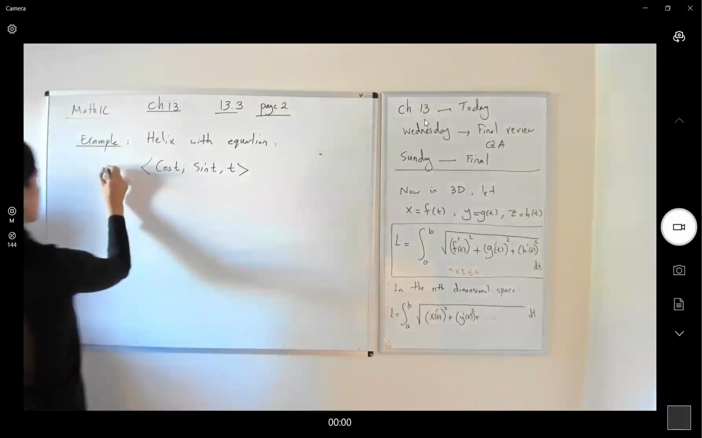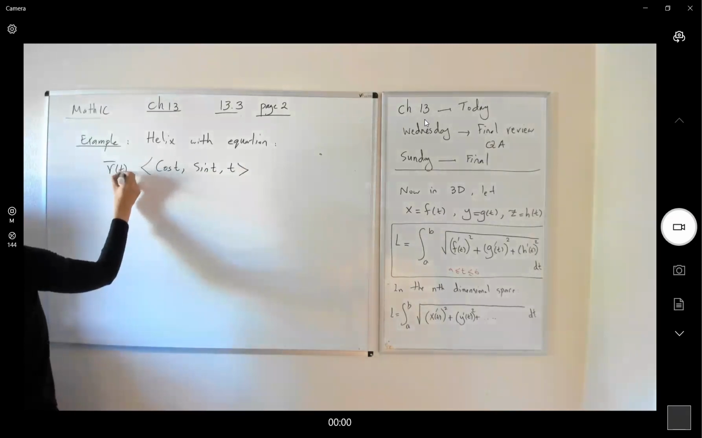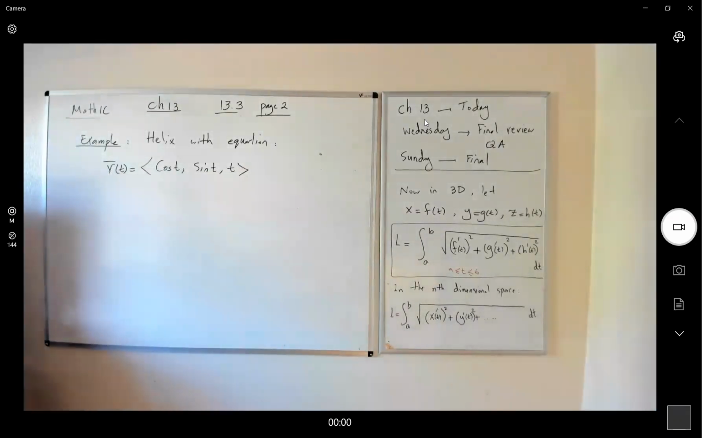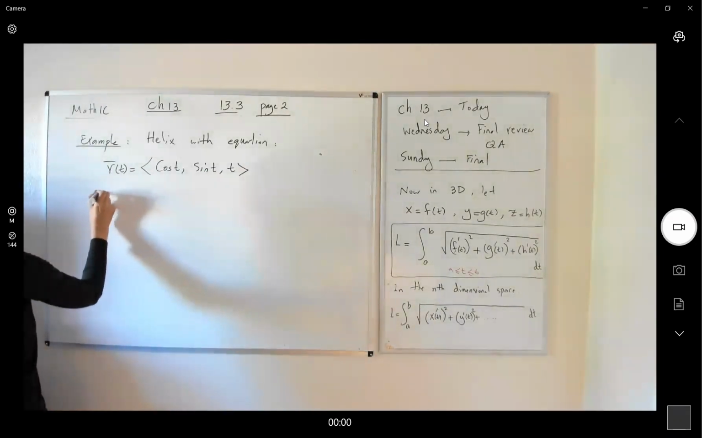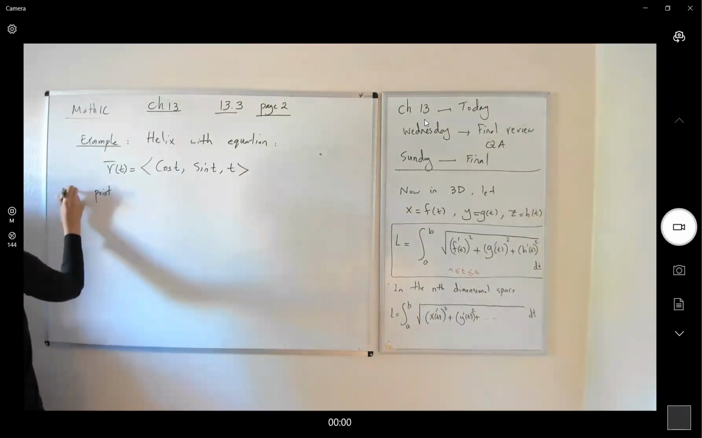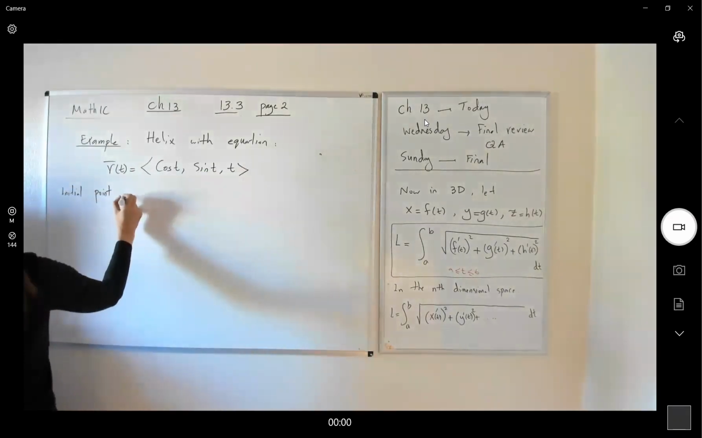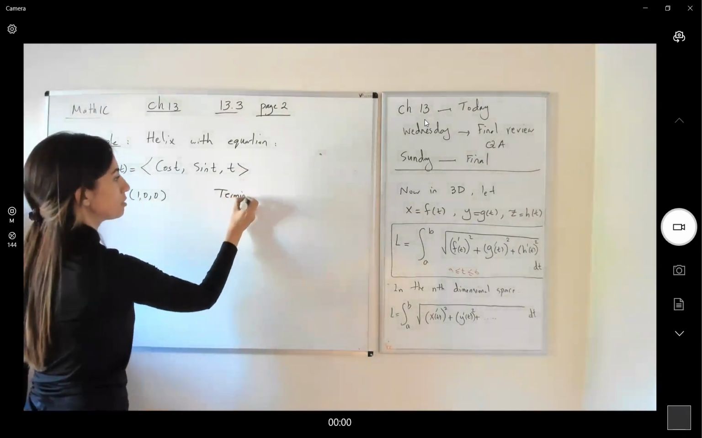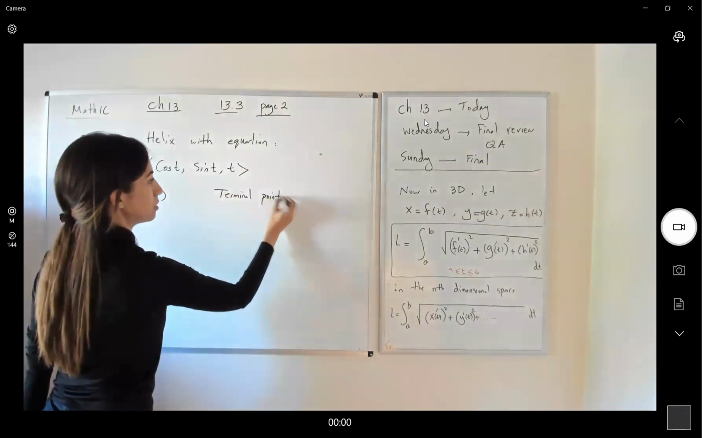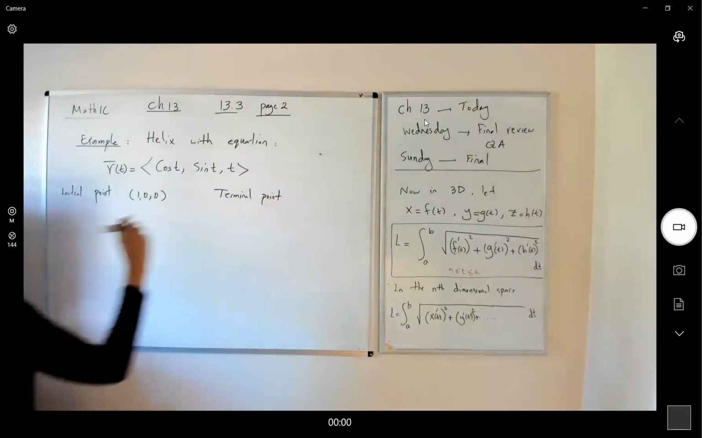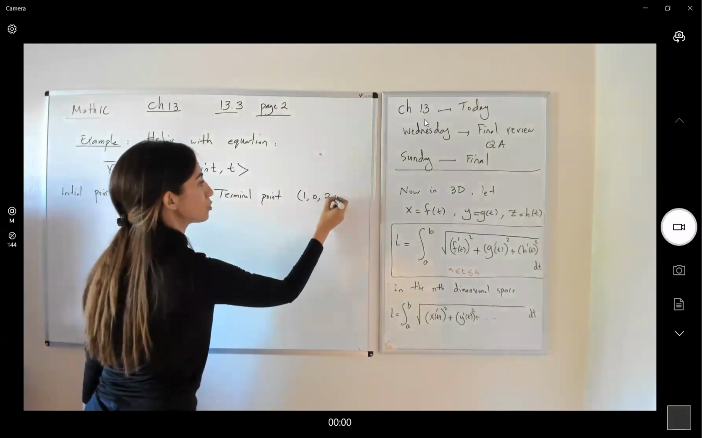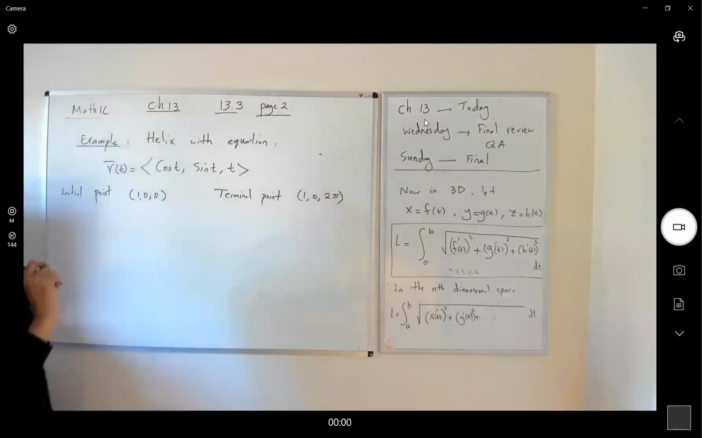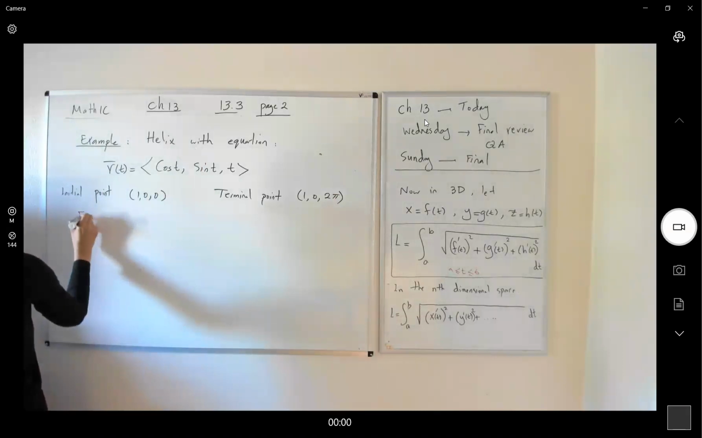Very well. So this is your function, and for t, we don't have t, and let's see, it starts from the initial point, which is given as (1, 0, 0), and the terminal point is (1, 0, 2π), and the question says, find the length of this helix.